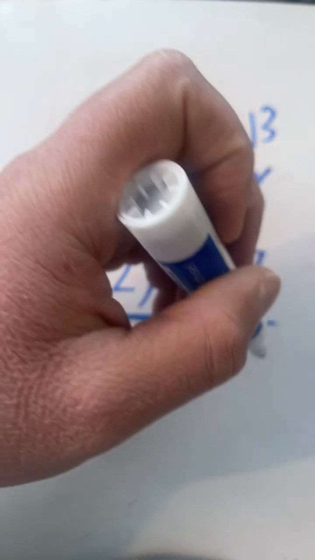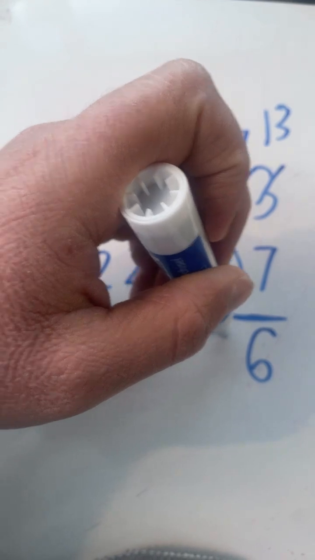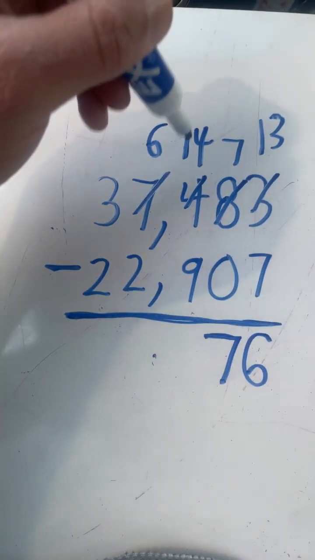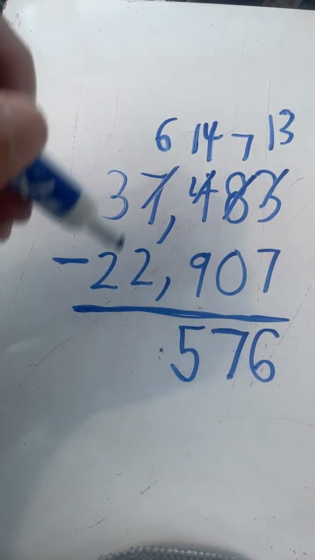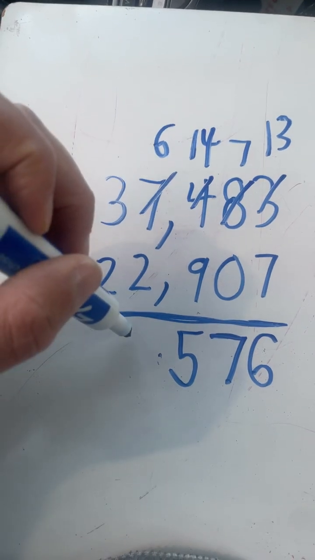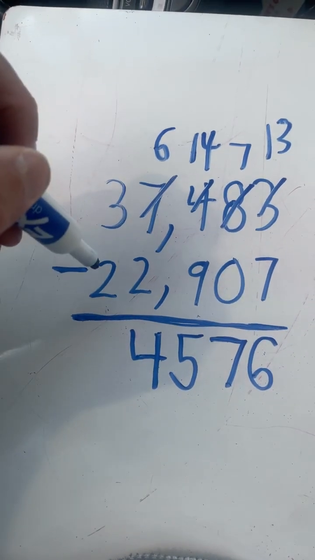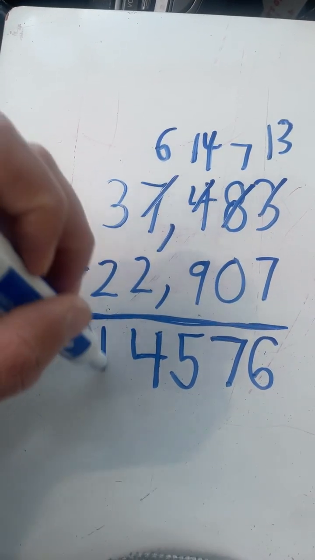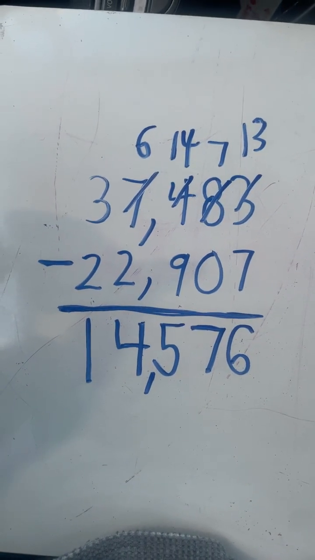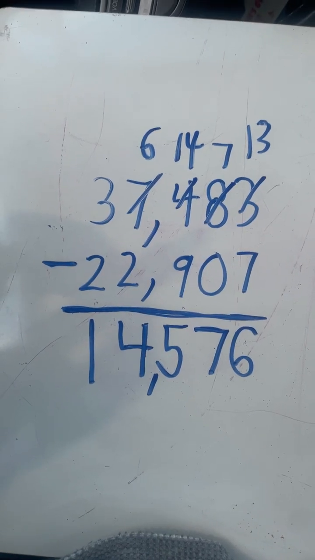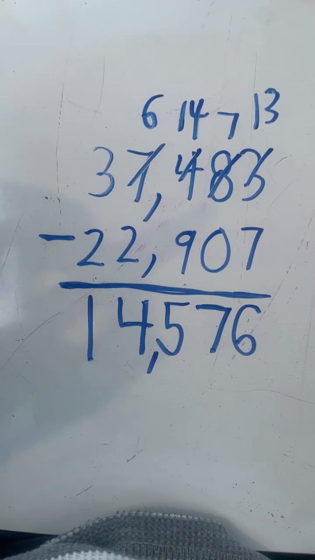Starting in the ones place, 13 minus 7 equals 6. 7 minus 0 equals 7. 14 minus 9 equals 5. 6 minus 2 equals 4. 3 minus 2 equals 1. And we have our final answer. 37,483 minus 22,907 equals 14,576.